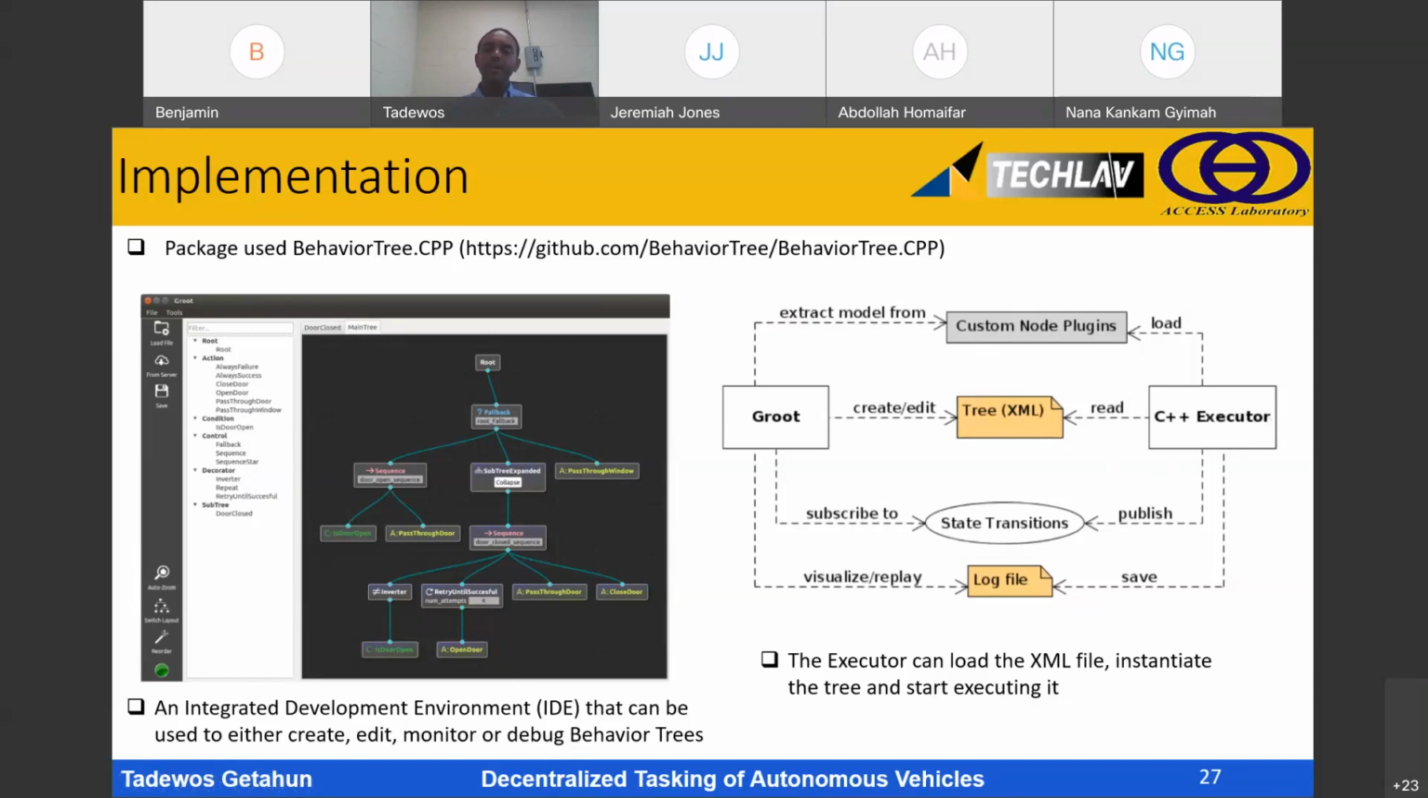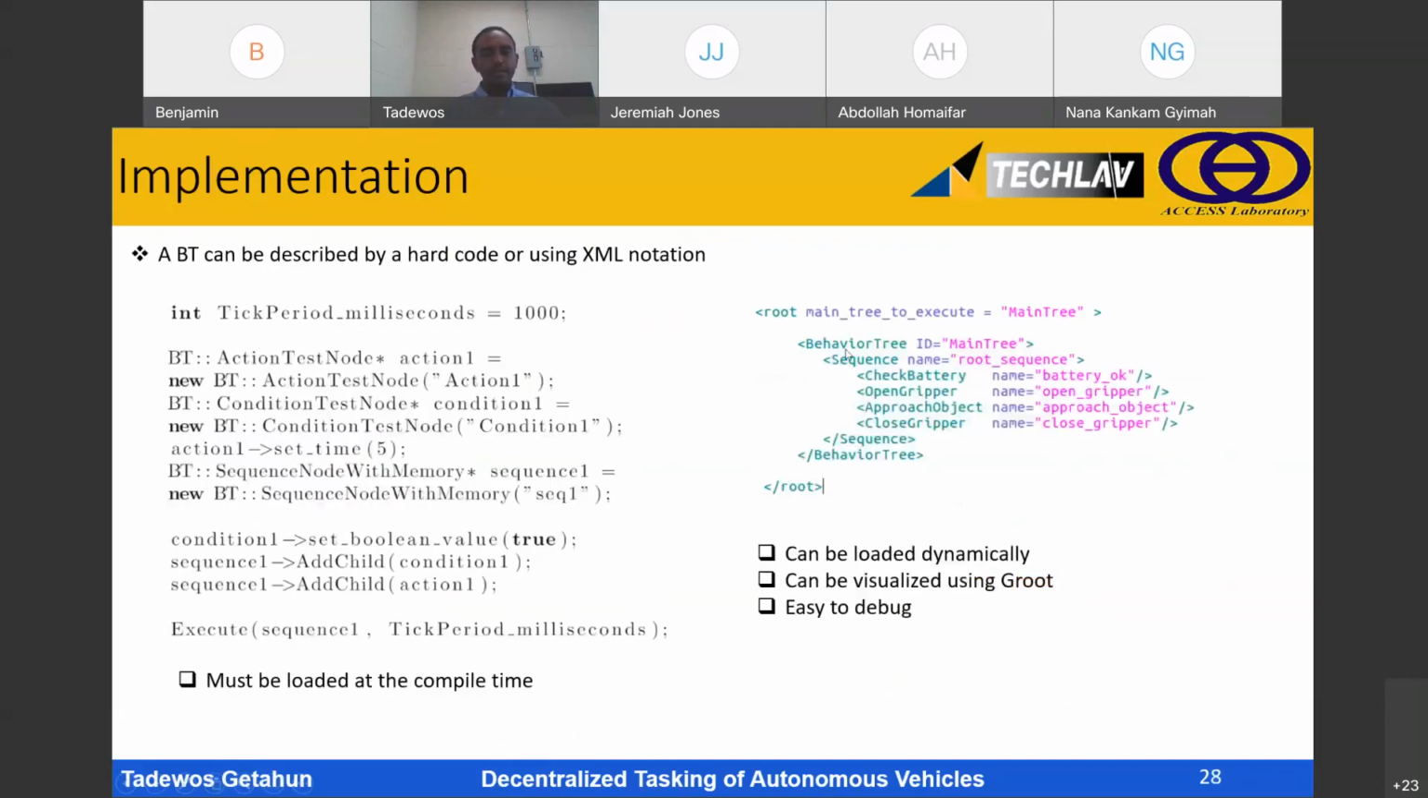It is based on C++, and it accepts an XML representation of a behavior tree or an actual hard-coded behavior tree. Then it performs execution. Here, you can see we have the hard-coded version on the left and the XML part on the right. For the hard-coded behavior tree, you can see we have action, condition, we can set a timer, and we can execute finally once we design the behavior tree.